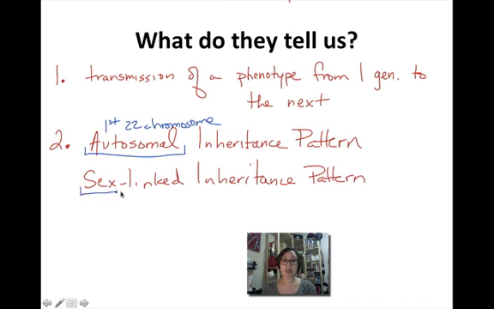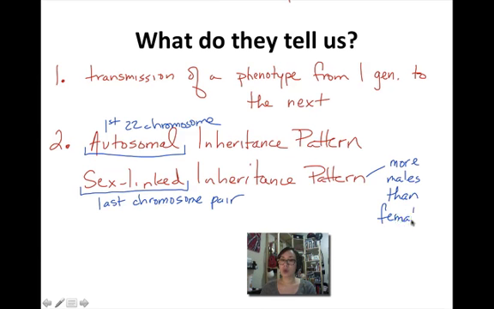The sex-linked inheritance pattern means that it has to do with the last chromosome pair. And let's talk about what that last chromosome pair actually controls. Remember, the last chromosome pair controls the sex. And if something is sex-linked, you'll see more males than females with the phenotype. So it's an easy way. All you would do is count. If you have 6 males and only 1 female, it should automatically tell you that we're dealing with a sex-linked inheritance pattern and not an autosomal inheritance pattern.